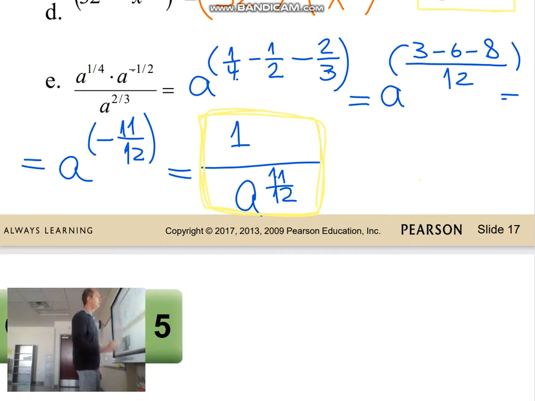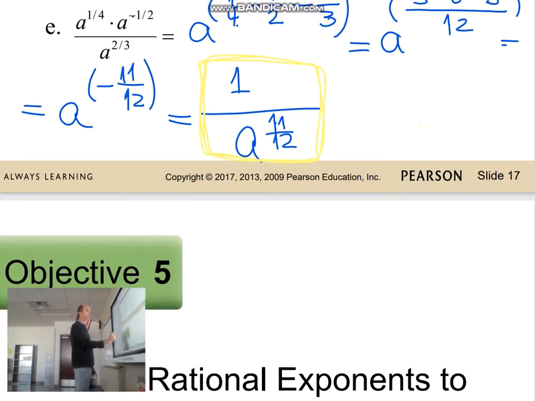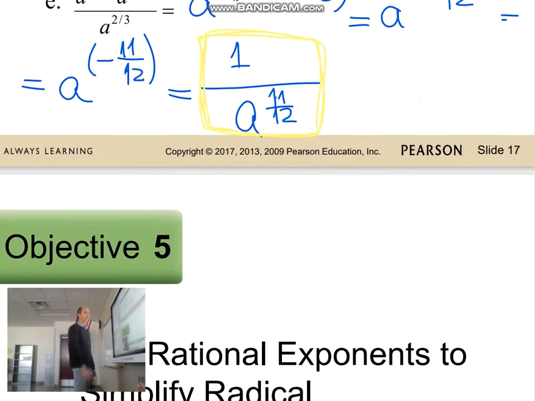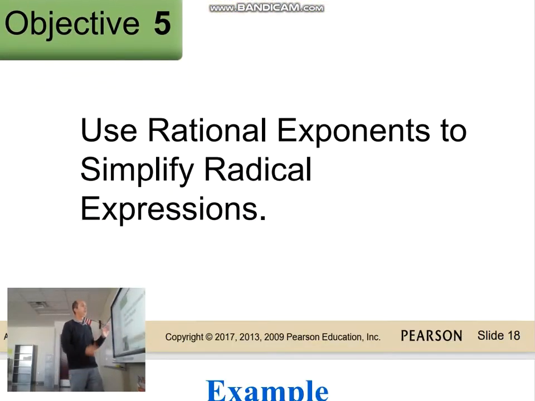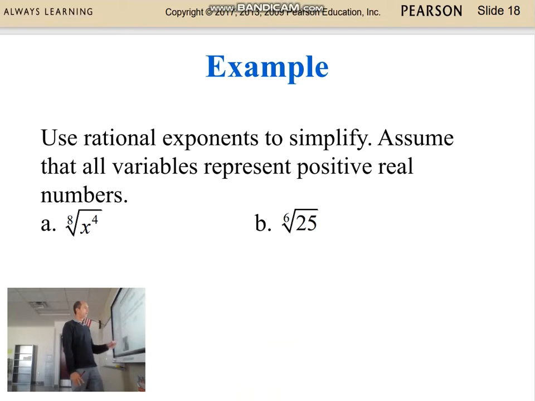This is the answer that we're looking for, letter E. Now, moving to the next objective, number 5: use rational exponents to simplify radical expressions.